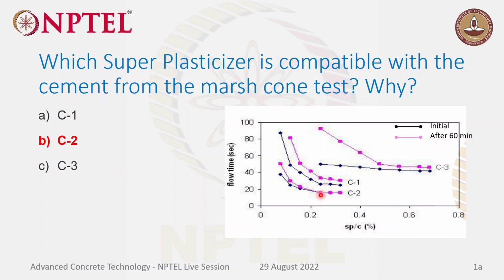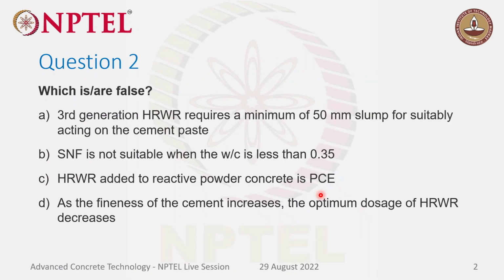Okay. Now let's move to the next question. Again you have to answer it in the chat box. I have not launched this question in polls. Now let me read out the question. You have to find out the wrong statements, the ones which are false. More than one statement is wrong here. That's why I have not launched this question in polls. Let me read out the statements.